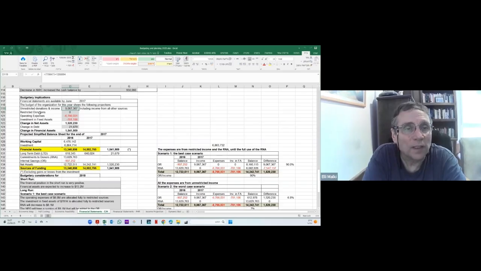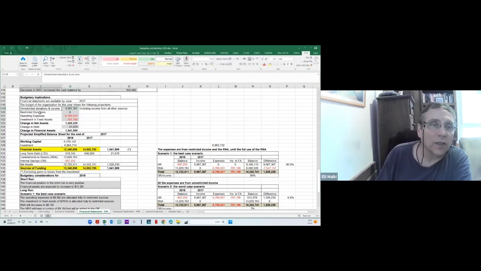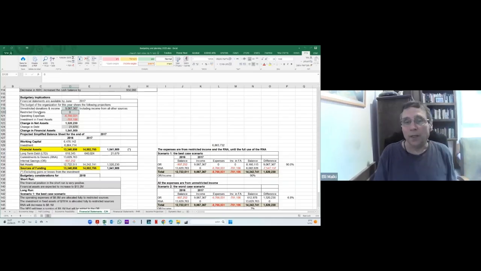All right, so now we start with income. As you can see, income here is divided into two lines: unrestricted donations and income, including income from all other sources, and restricted donations. And you can see the figures, 9,067,000 in the first line, in row 119, and 0 in row 120. Now here, I want to explain.